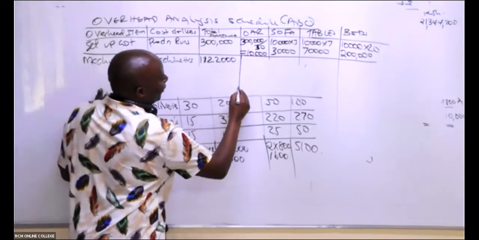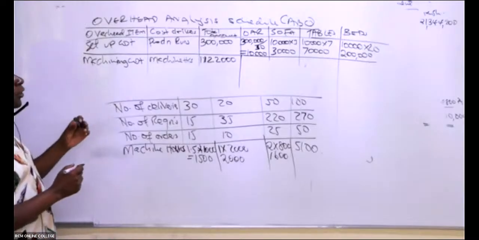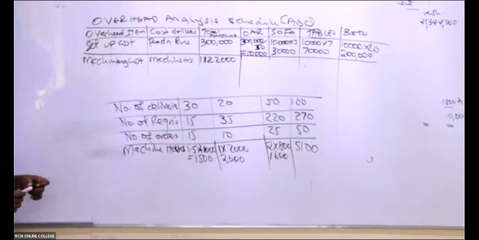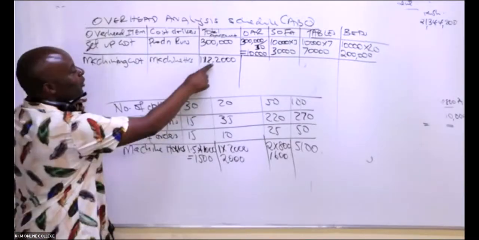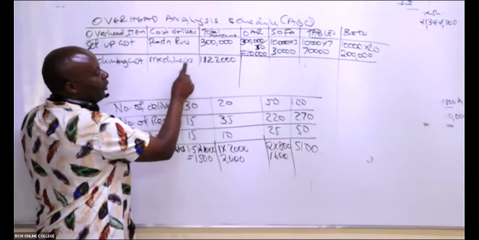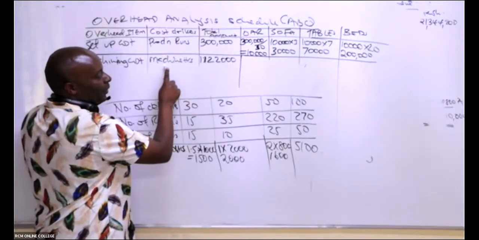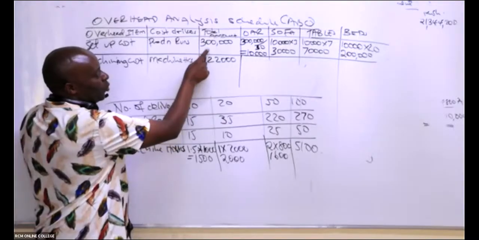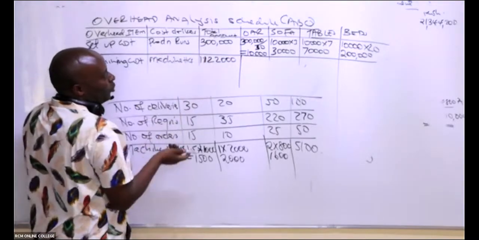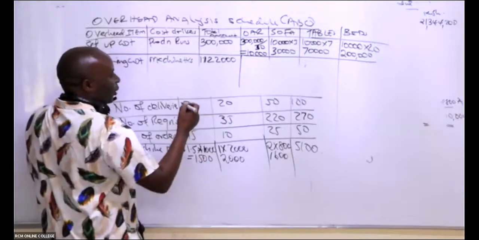2,000. Thank you so much. Are you able to get the OAR for machining costs? Yeah, you simply take the total amount divided by machine hours, just like how we took 300,000 divided by total production runs. So it will be 1,122,000.